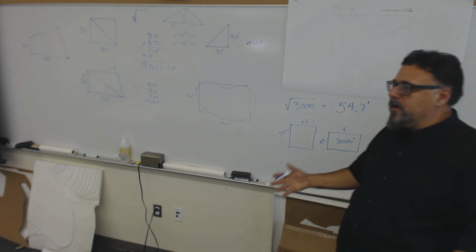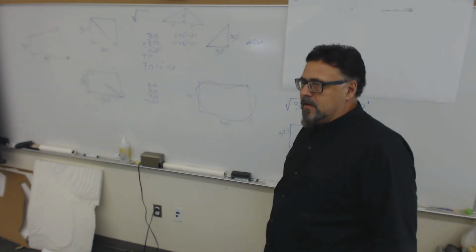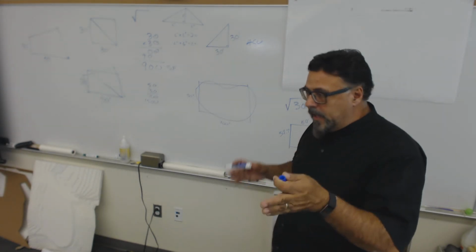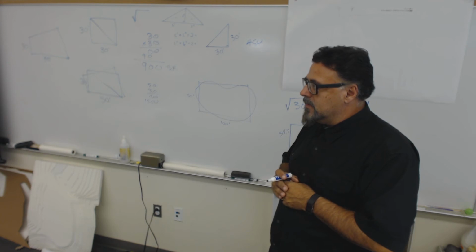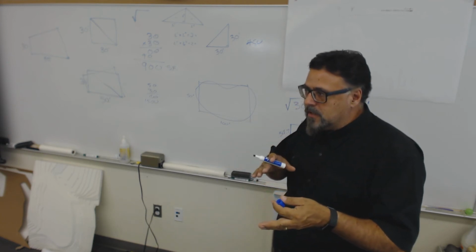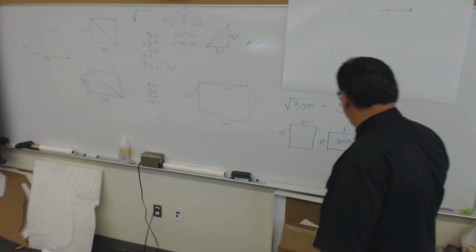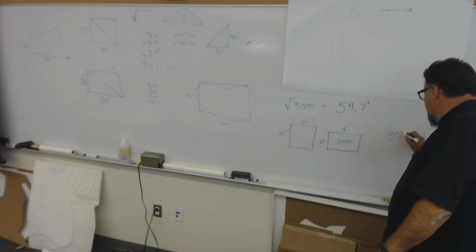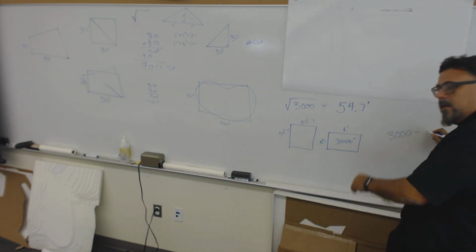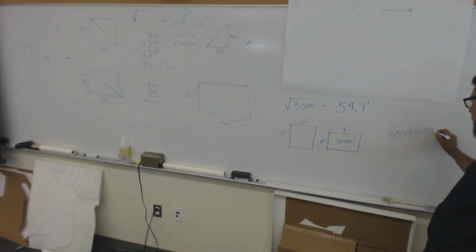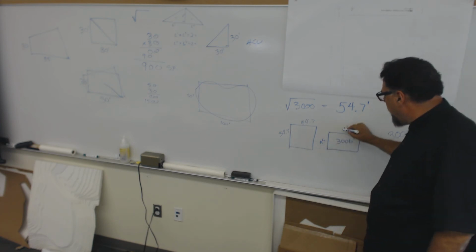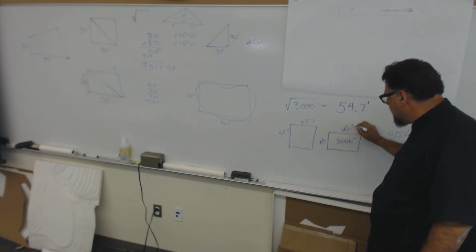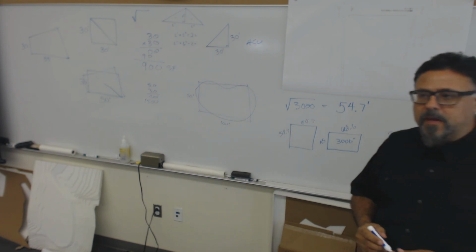How do you determine the area of a square or a rectangle? Multiply. You multiply length times width, right? So what's the inverse of multiplication? Division. So you take 3,000 divided by 45 equals, who's got a calculator? 66.6. So 45 by 66.6 gives you 3,000 square feet.